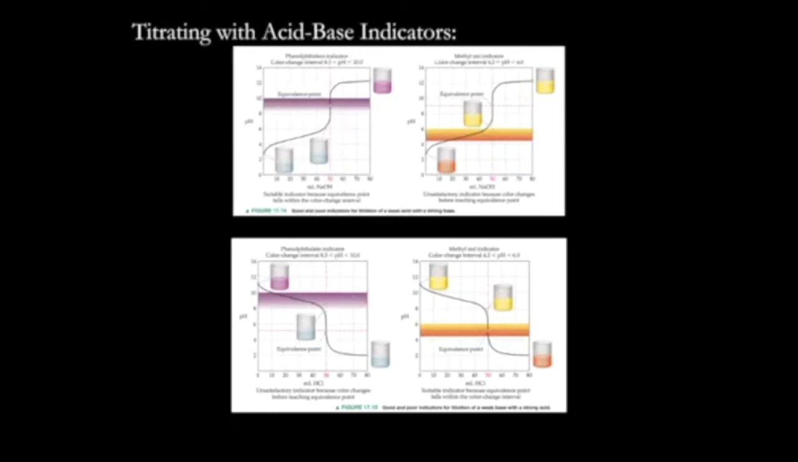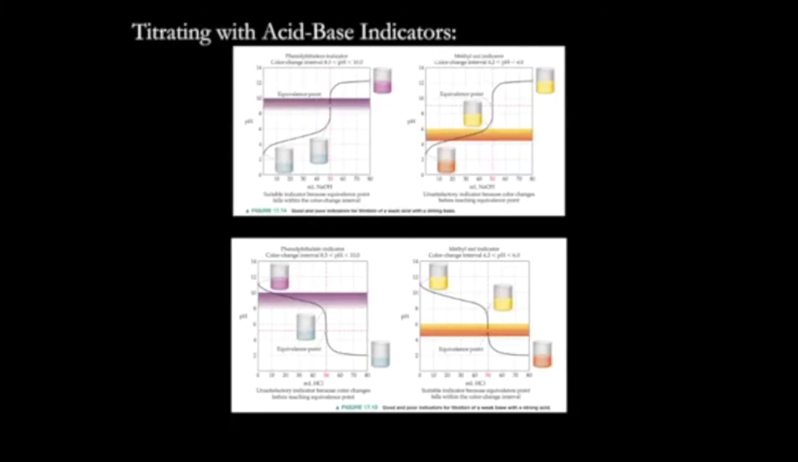Since that is a good indicator, let's see what a bad indicator looks like. Methyl red indicator turns colors between 4.2 and 6.0 for pH. So if you notice here, if you have an acid and you're adding a base to it, that color change is going to occur way before your equivalence point is reached. And so that's going to be a bad indicator because, well, once it turns color, it's not going to turn anything else. So there's no way for you to know exactly when the equivalence point happens.